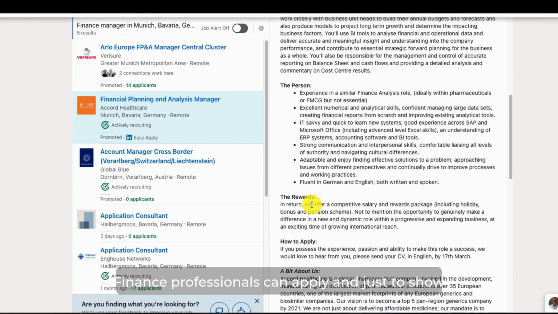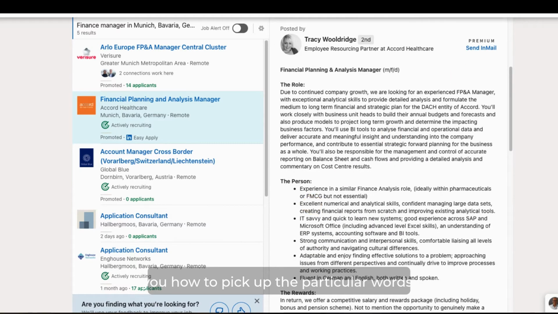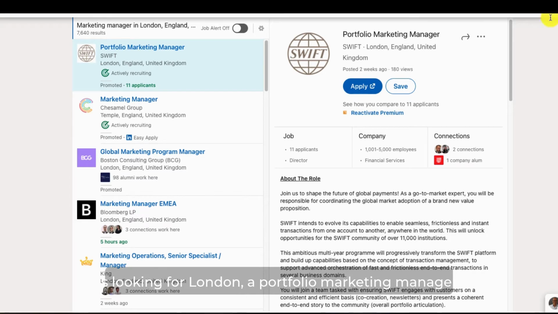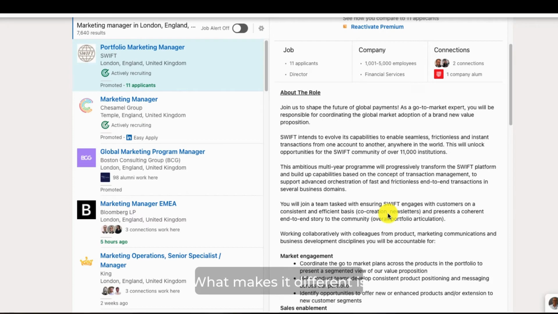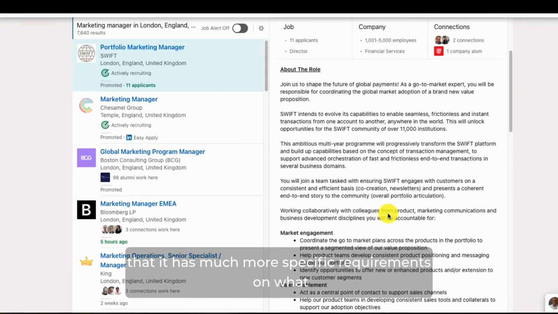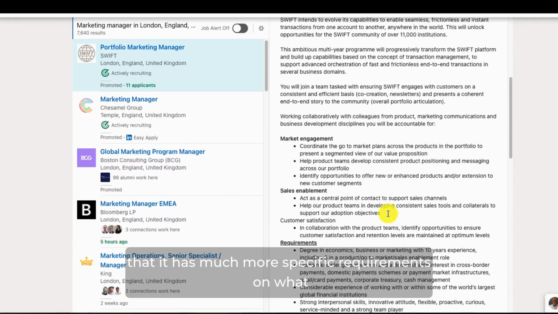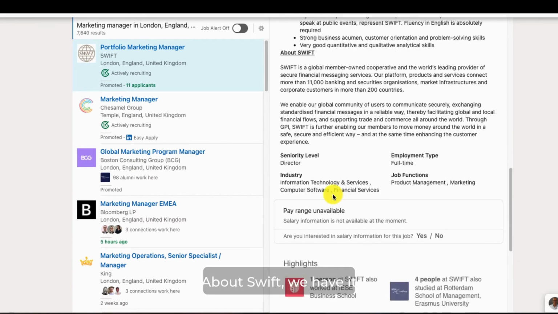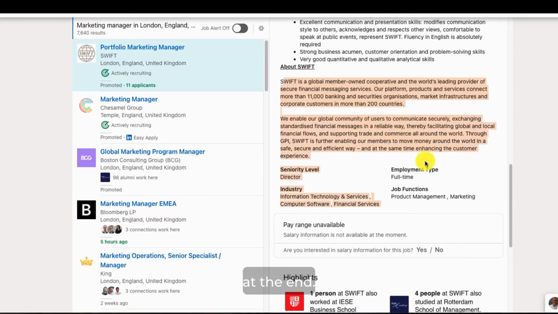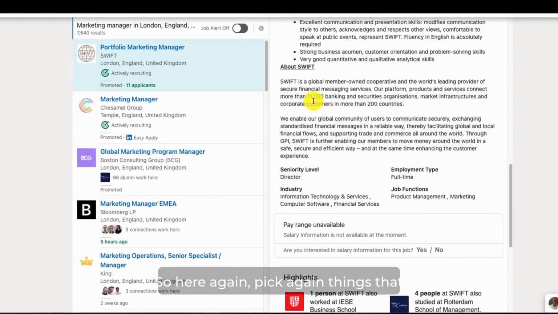And just to show you how to pick up the particular words. Next, Swift is looking for, in London, a portfolio marketing manager. Here's a different example. What makes it different is that it has much more specific requirements of what they want. So, wish list. About Swift, we have it at the end. So here again, pick things that you would like to pick and that you connect with values. What are they doing? How do they do it? At least get a feeling.